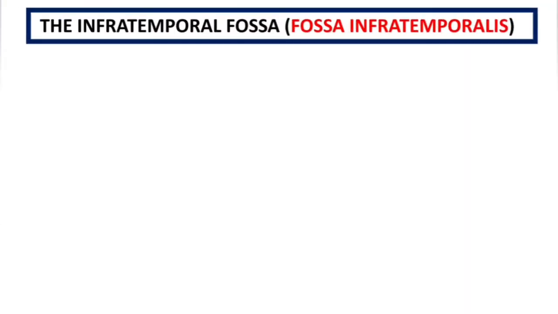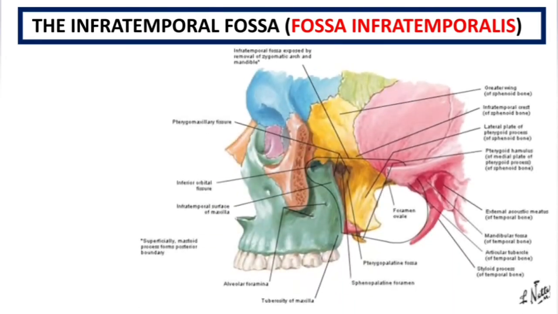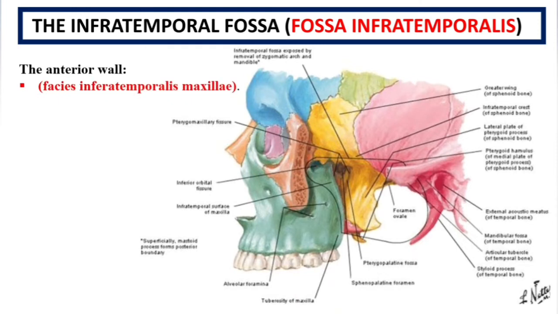Okay, next is the infratemporal fossa, fossa infratemporalis. You can see it here, these walls. The anterior wall is formed by the infratemporal surface of the maxilla, right? Superiorly, it is limited by the inferior orbital fissure, fissura orbitalis inferior, here.